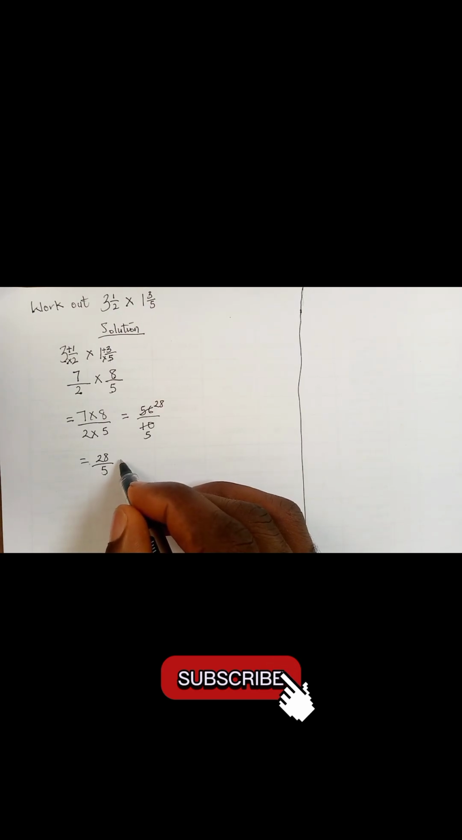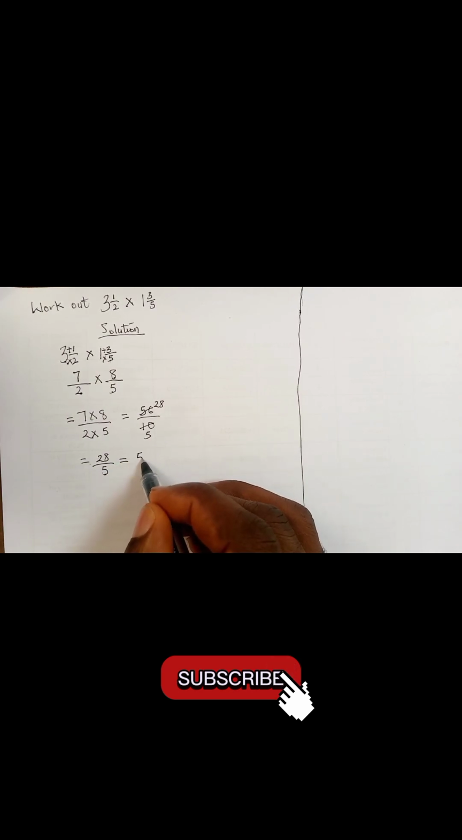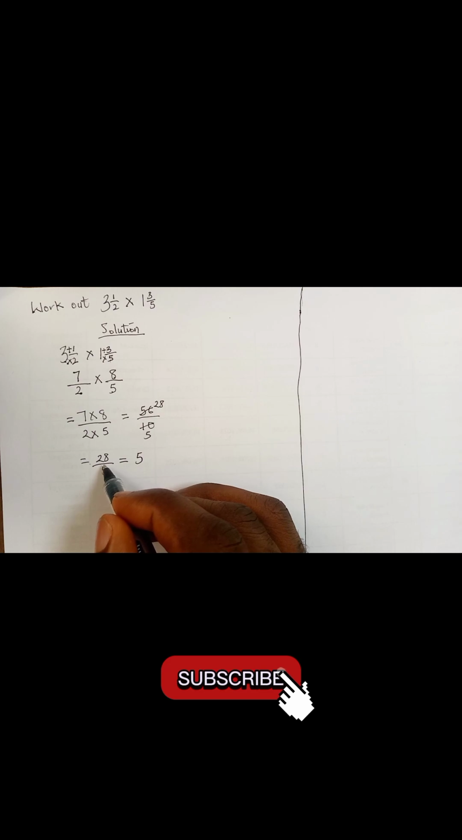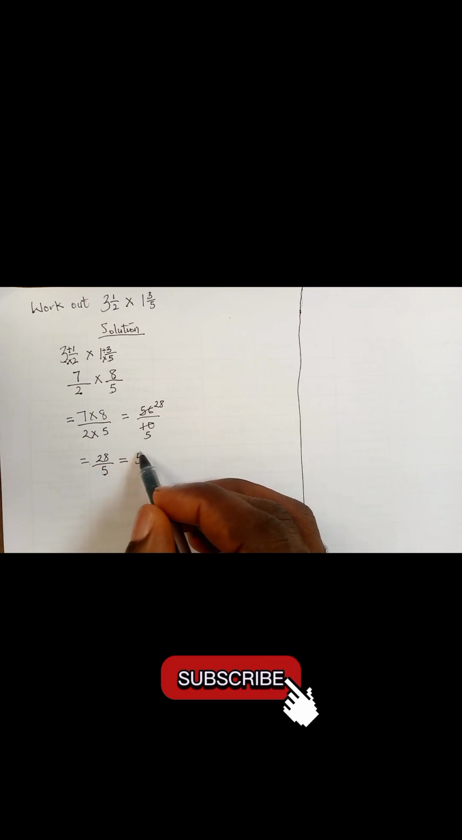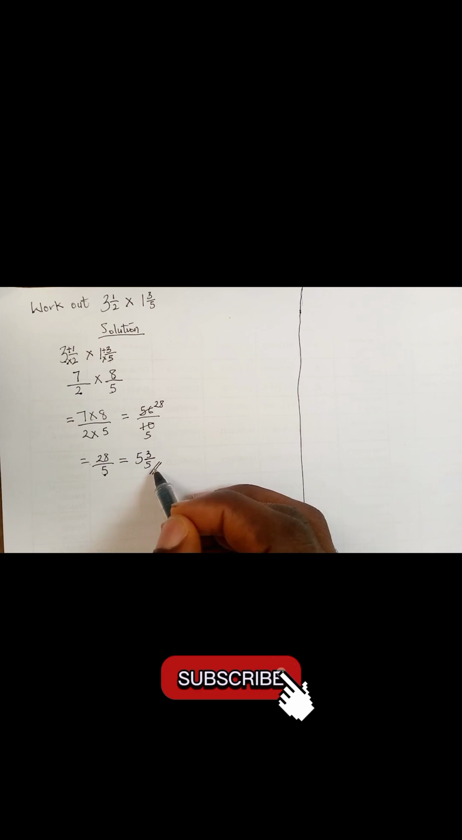So to convert this to a mixed fraction, we're going to count how many times 5 will divide 28 without a remainder. 28 divided by 5, that is 25 divided by 5. We'll be having 5 times. And when you take 25 away from 28, we are left with 3. So write 3 over the denominator, which is 5. So this is how we work out questions of this nature.